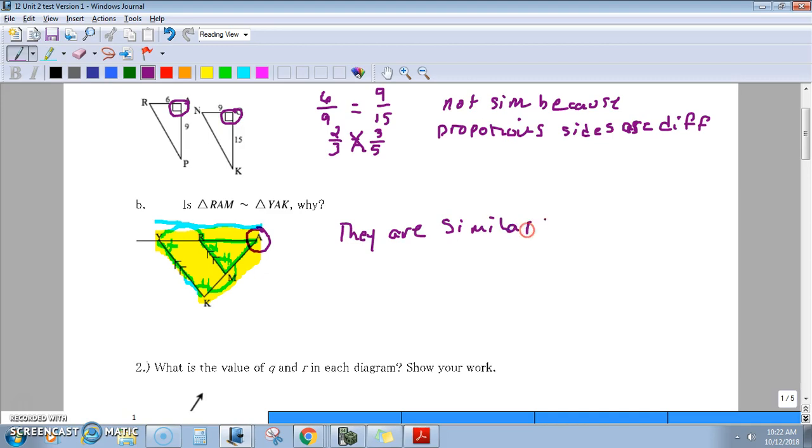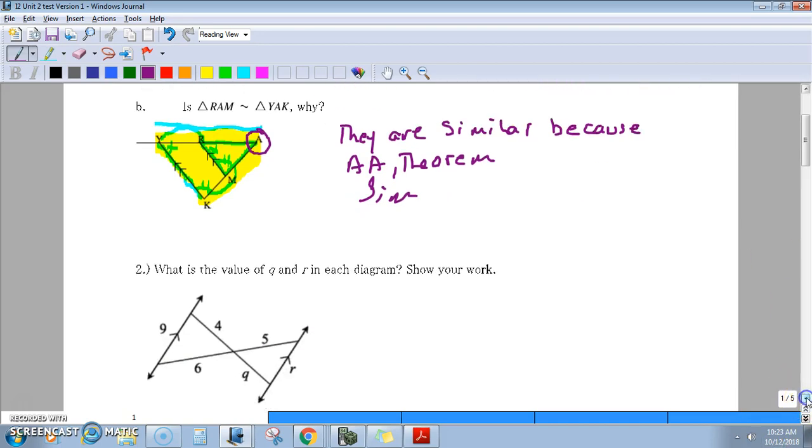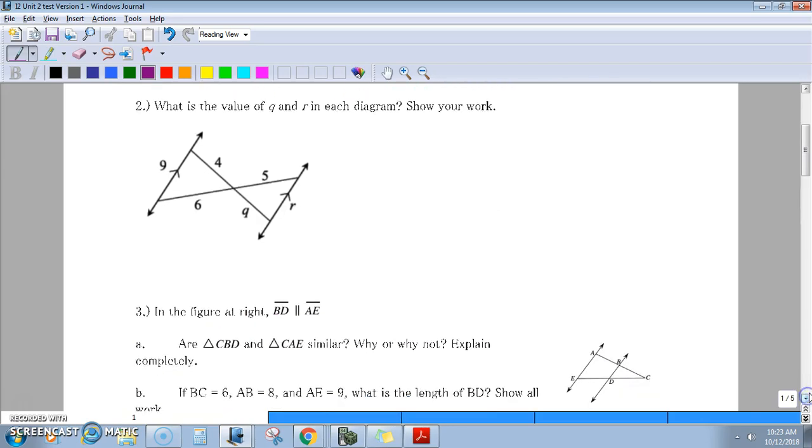Similar because of the angle similarity theorem. Okay? No math required. Well, some logical thinking, but no actual number math required.